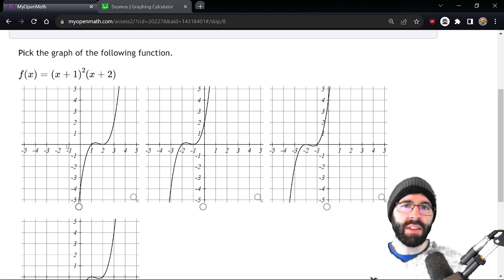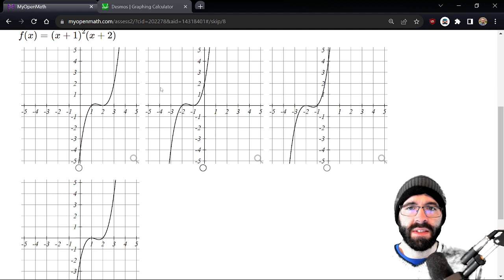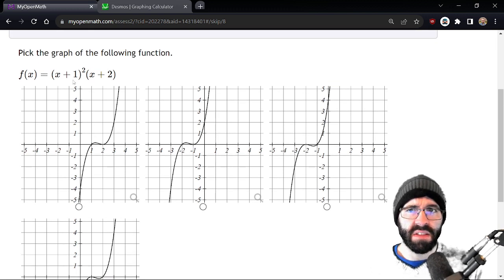I'm going to start by looking at the multiplicities. Or maybe I look at our options. All of these look like cubics. All these have the same end behavior, the same long run behavior. They have different intercepts. So we can look at the intercepts, probably the best.